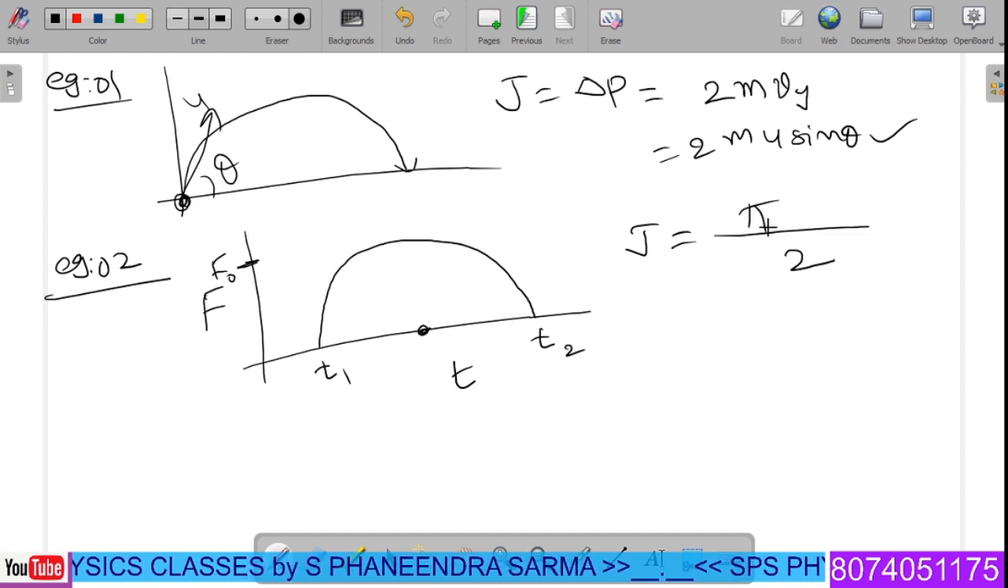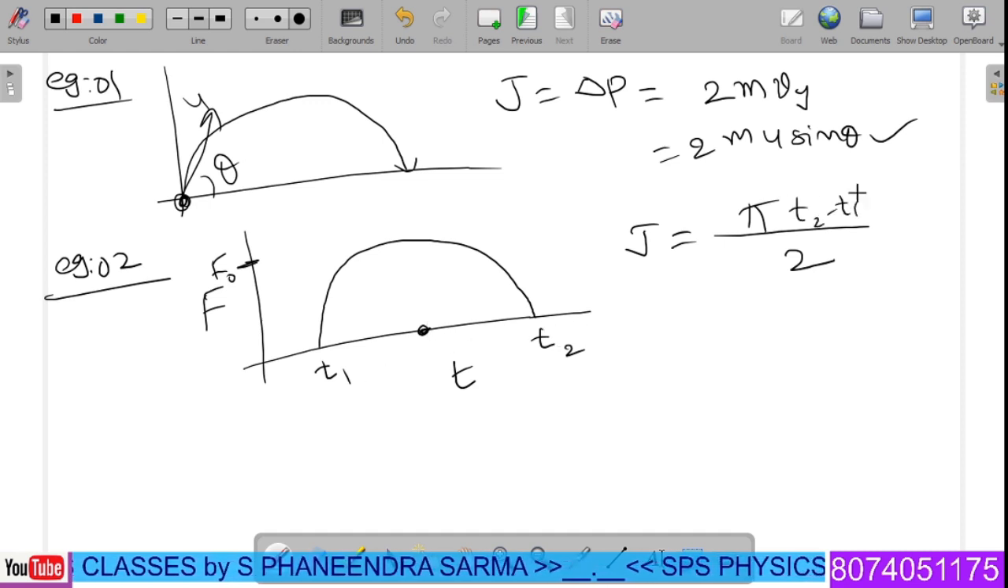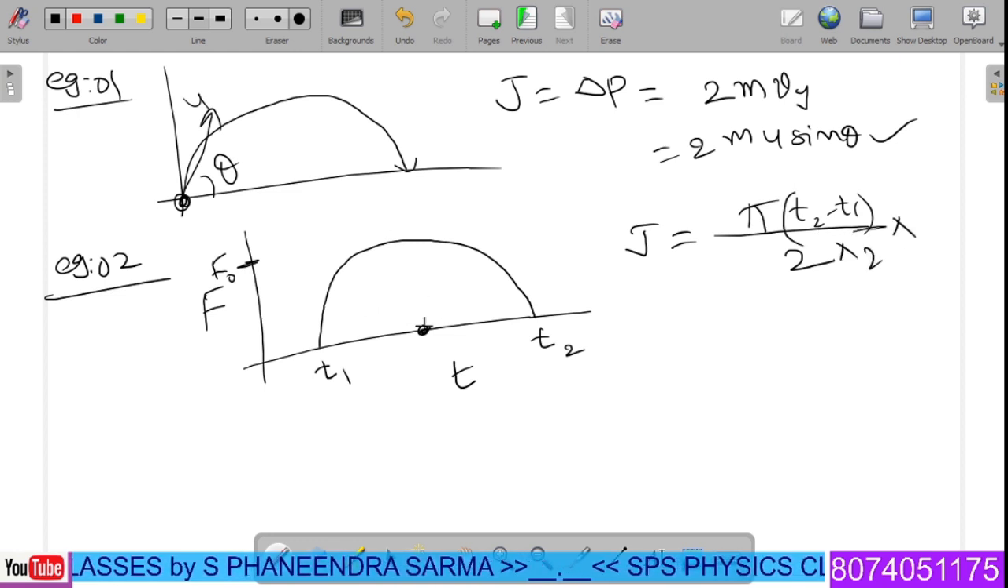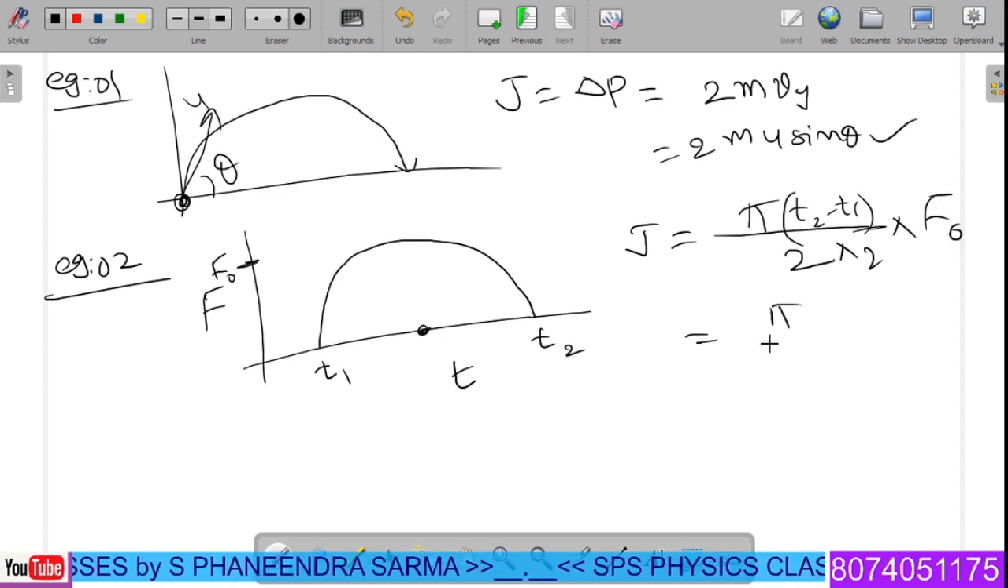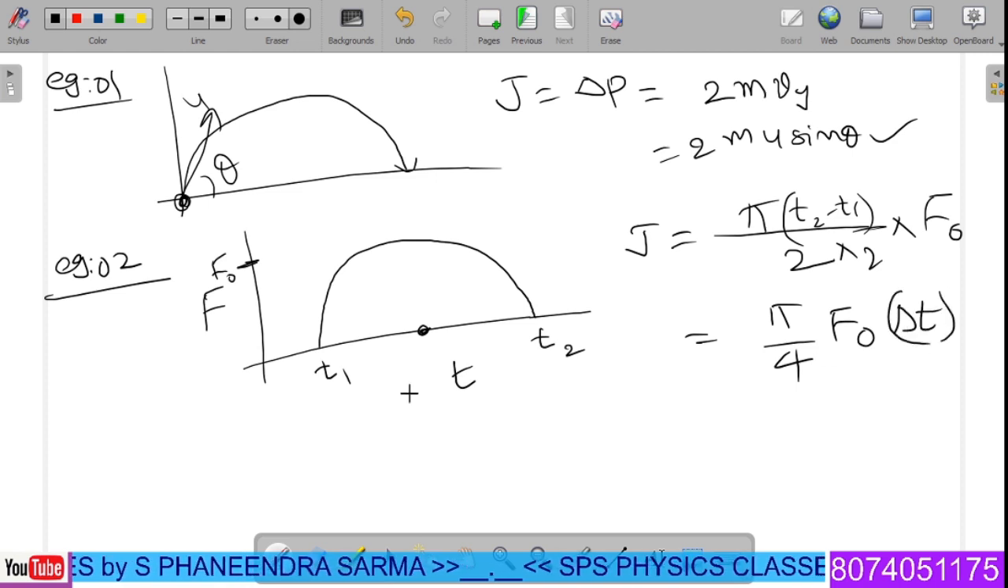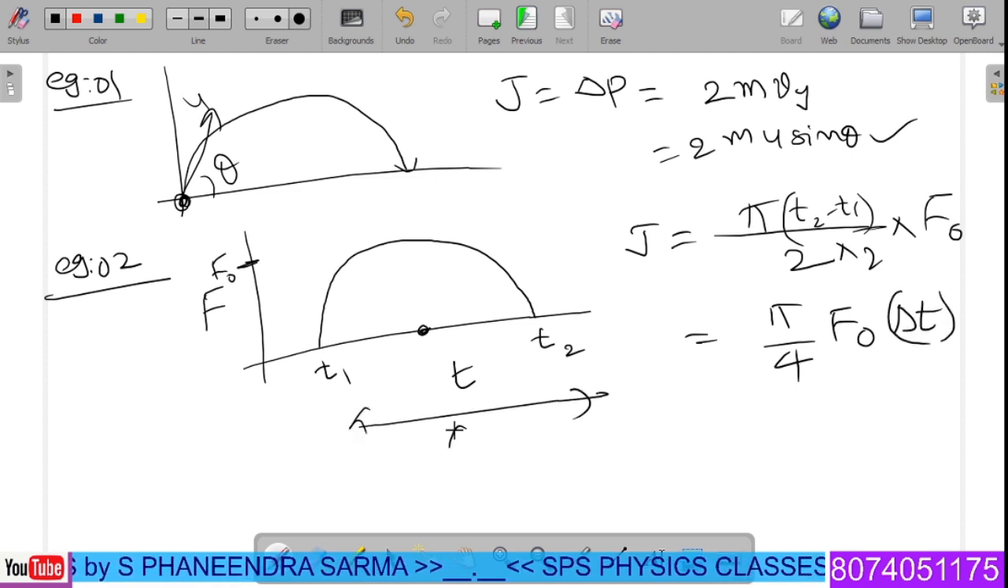Ellipse area is pi into AB. A is the semi major axis, which we can take as t2 minus t1 by 2. B is the semi minor axis, which is F naught. So therefore you can write pi by 4 into F naught into delta T. This entire width is called delta T in the second case.